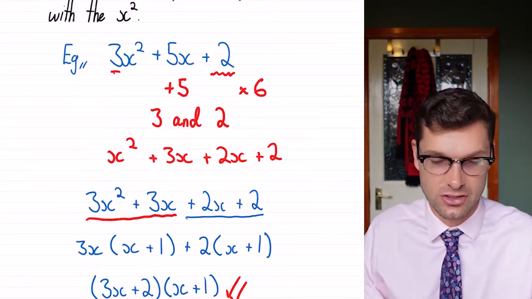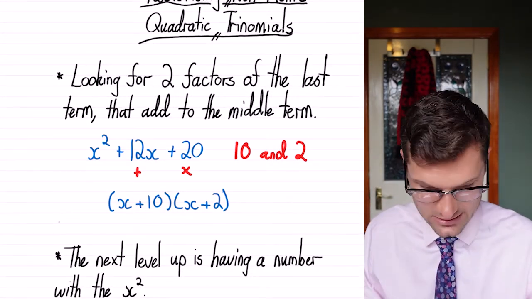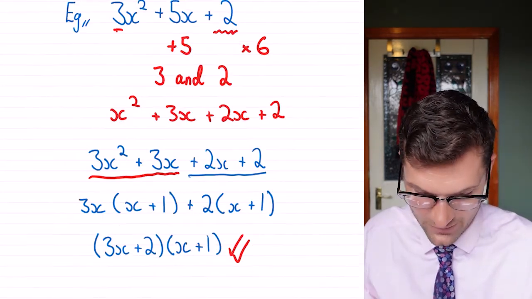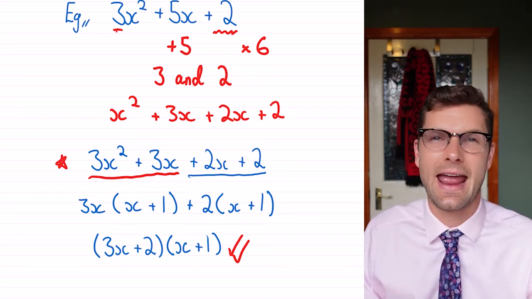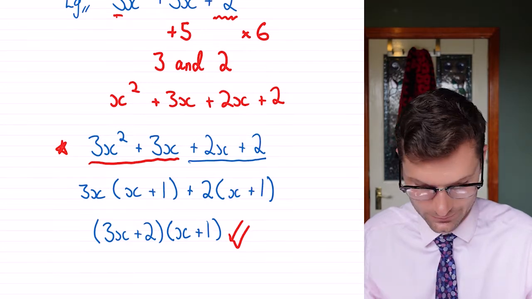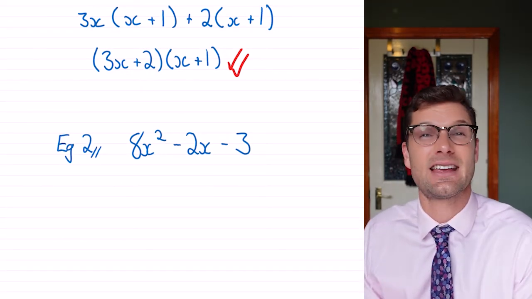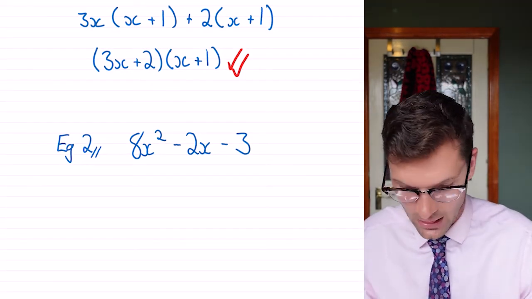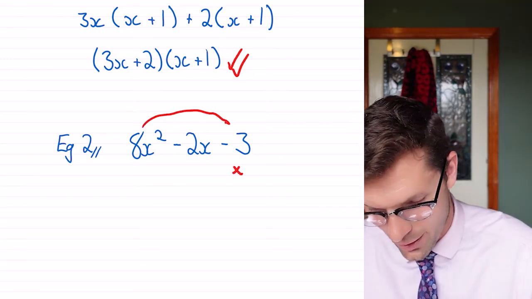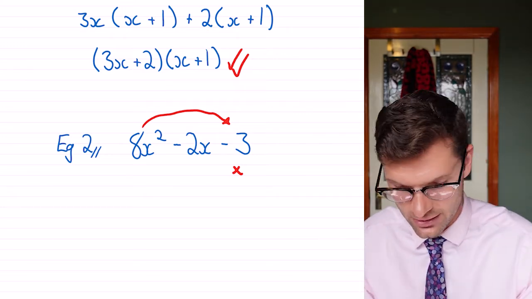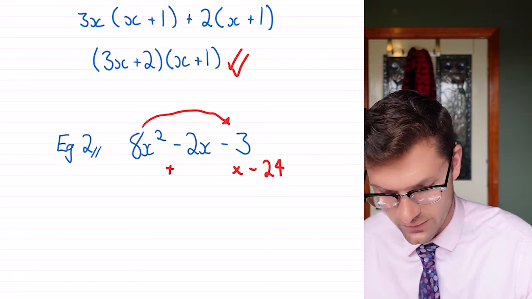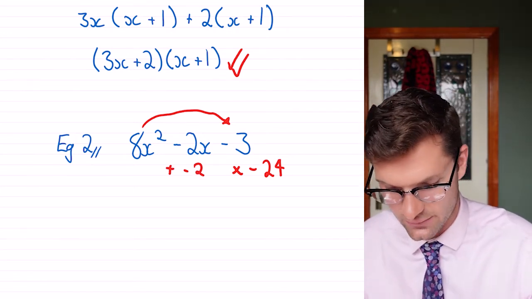So if you have been used to just skipping to this step with our monic quadratics, that is fine, but this middle step here of rewriting out the equation with those two factors we find is really important. We're just going to do one more example to see that it works with our negative numbers as well. So instead of finding a number that multiplies to minus 3, we're finding a number that multiplies to 8 times minus 3, or minus 24. And we've got to also make sure that these two numbers add together to give negative 2.